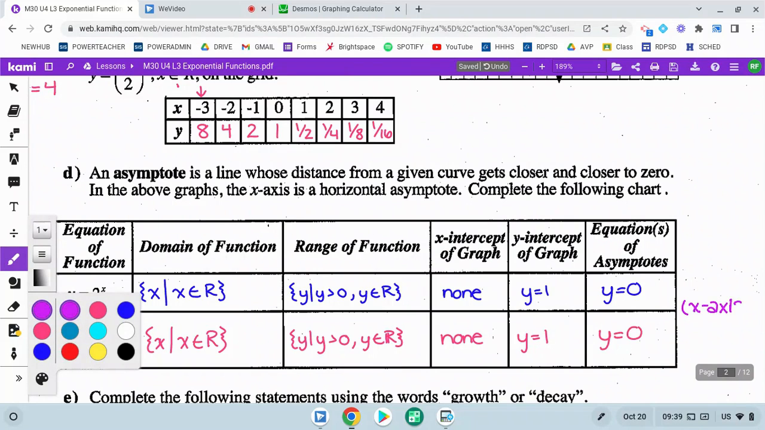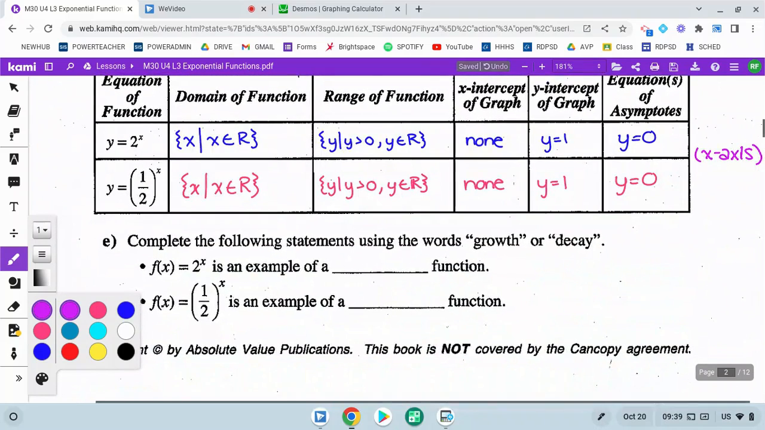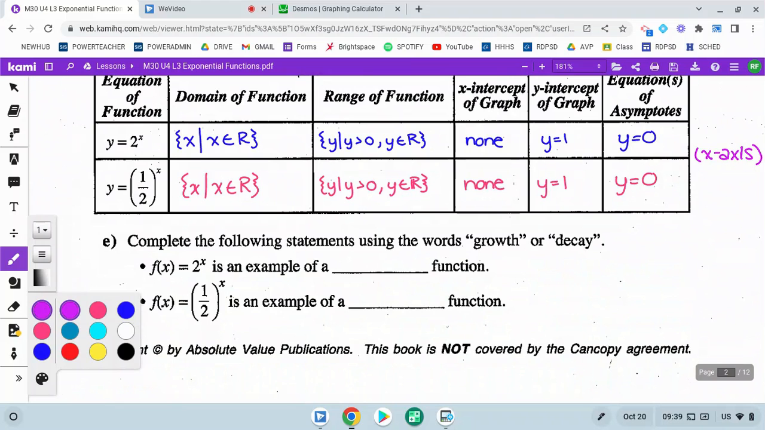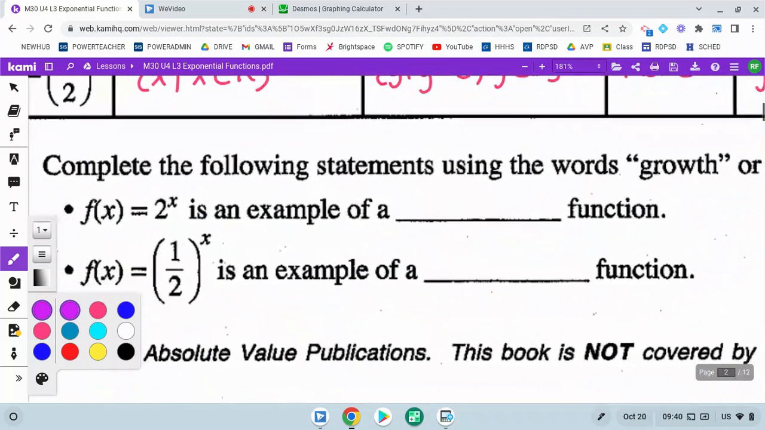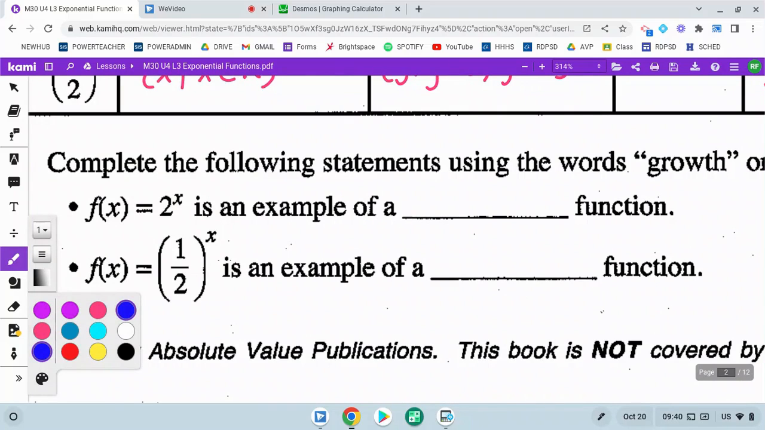And then I'll just put in brackets. That means the x-axis. I feel like I've said x-axis 45 times in the last 5 minutes, so that's fun for me. Okay, then it says we want to figure out if they are growth or decay functions. We've already talked about for both of these. The first one is a growth function because I am increasing as I move from left to right, whereas the second one is a decay function because I am decreasing as I move from the left to the right.